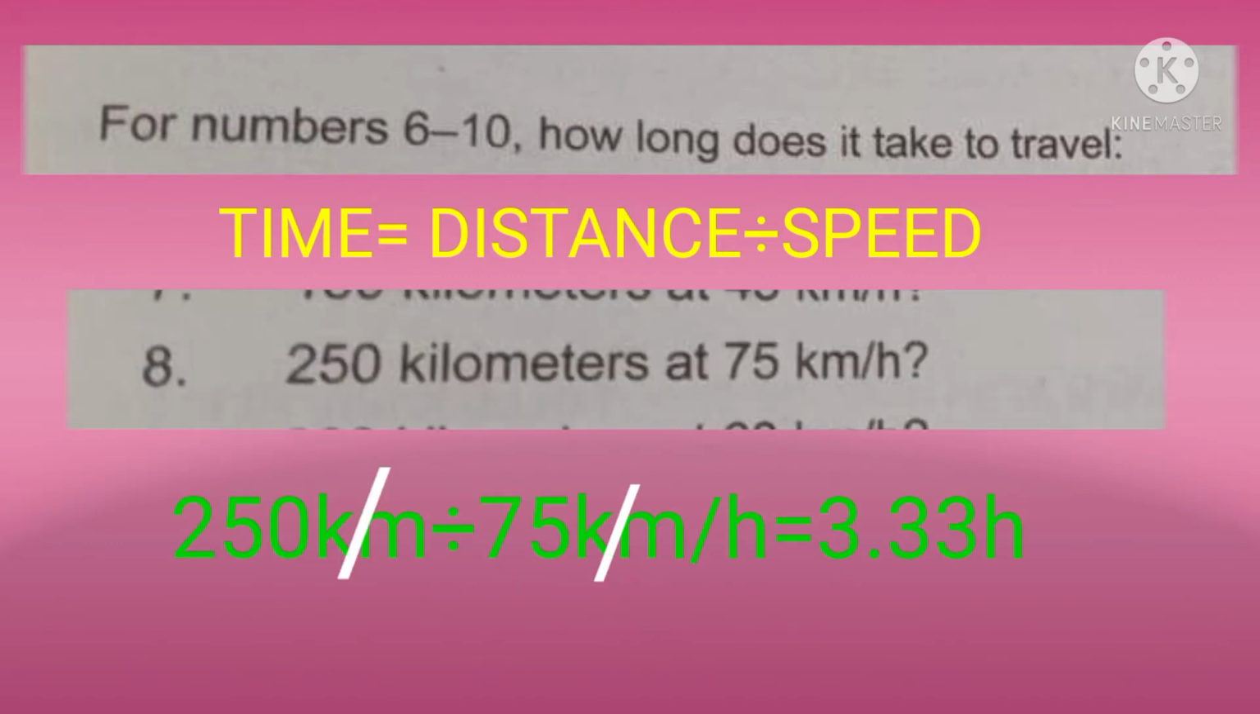Number 8, 250 kilometers at 75 km per hour. The distance here is 250 kilometers and the speed is 75 km per hour. So 250 km divided by 75 km per hour is equal to 3.33 hours.